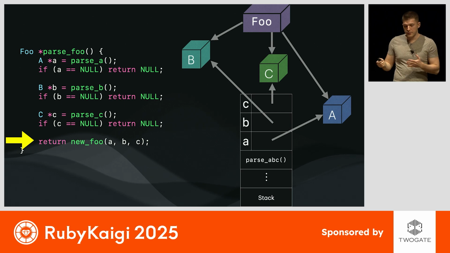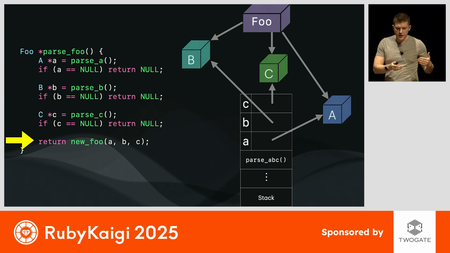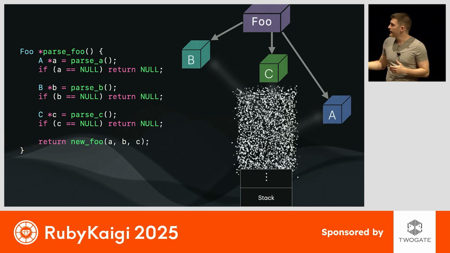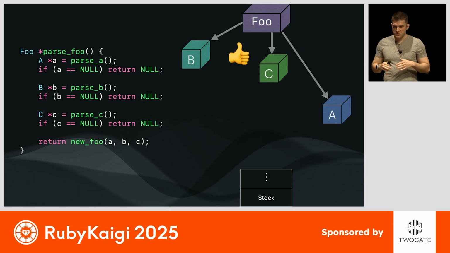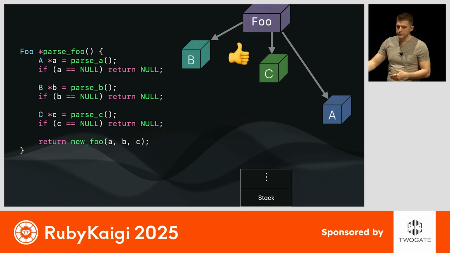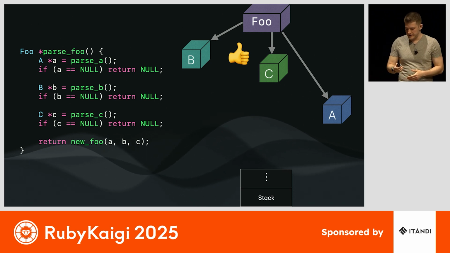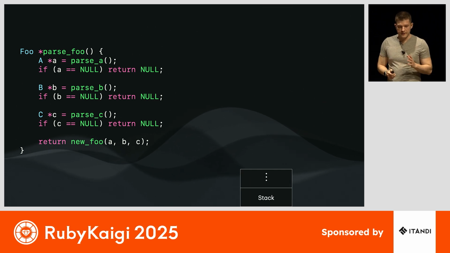And when we return the foo object out of our current function call, our stack frame is going to disappear, and with it, the pointers that we had to those objects. This all works great. Whoever is going to own the foo object after this function call is going to be responsible for not just freeing the foo, but also freeing its constituent A, B, and C. But now let's see how this can go wrong if you have an error.